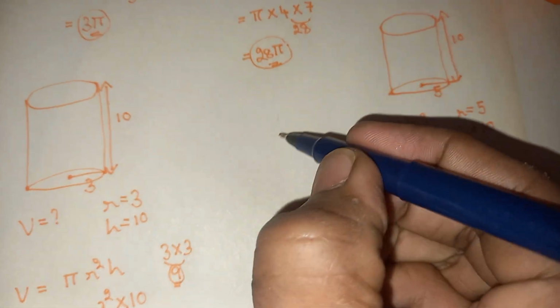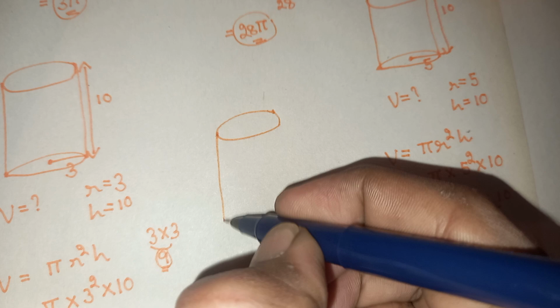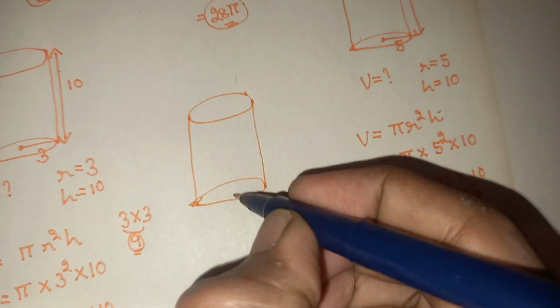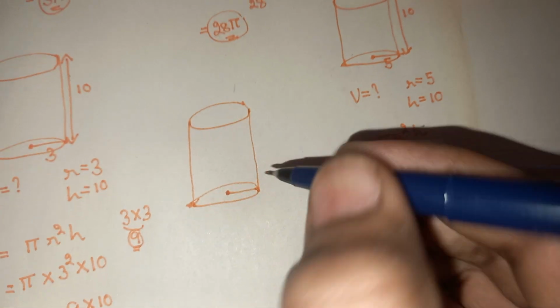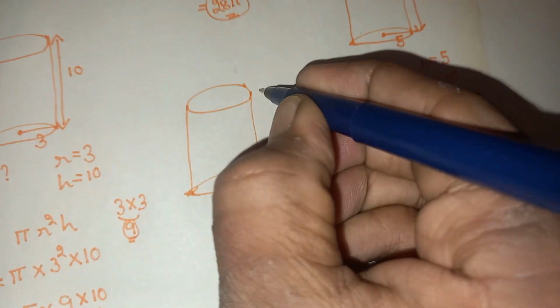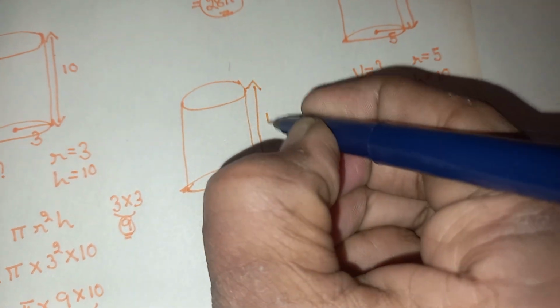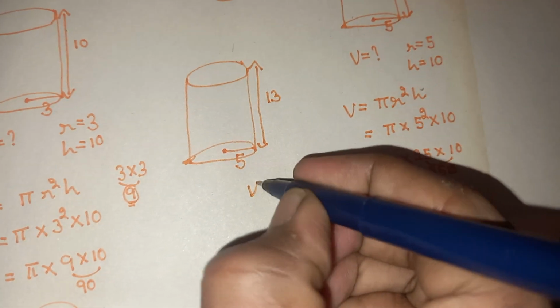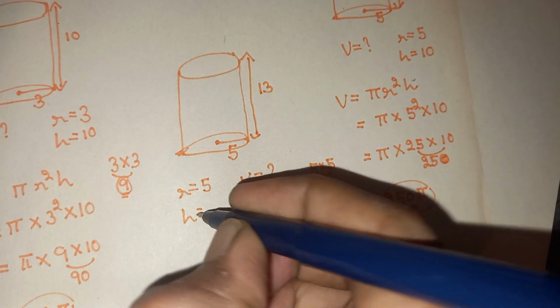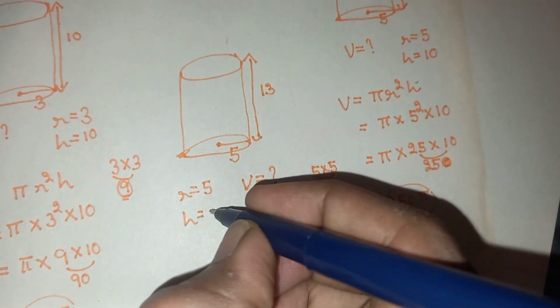Now I give one more cylinder. Tell me the volume of this cylinder in the comment section. Here in this cylinder they have given the radius as equal to 5 units and the perpendicular height as equal to 13 units. You need to find the volume. The radius is 5 units and the perpendicular height is 13 units.